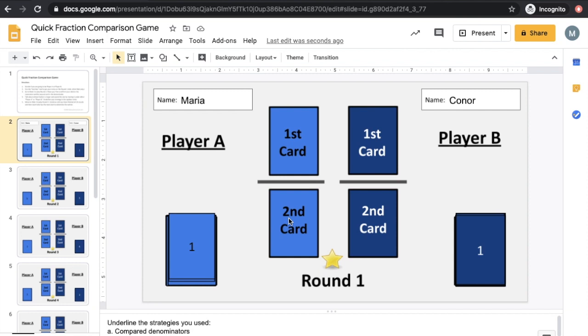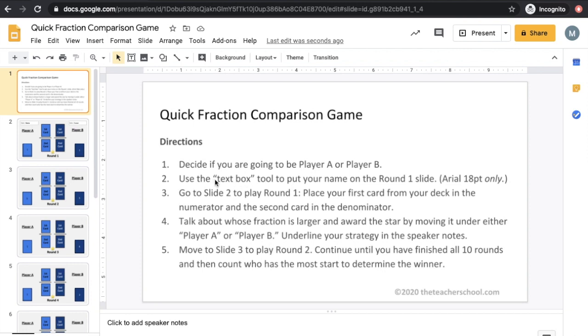Or you can play it you versus your whole class. We're going to pretend that it's me versus a specific student, but everything else is sort of applicable. One of the things I wrote in the directions was to use the text box tool to put your name on the round one slide. And I also wrote Arial 18 point only.